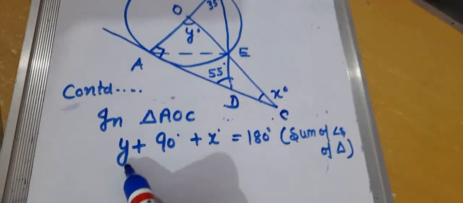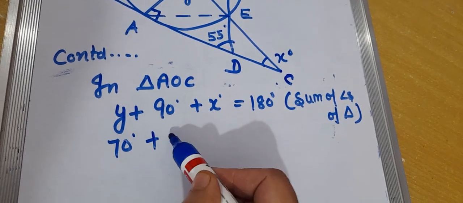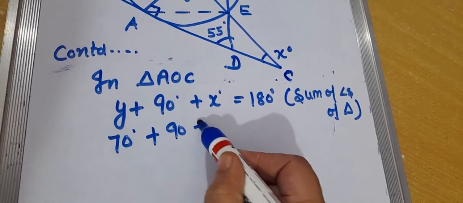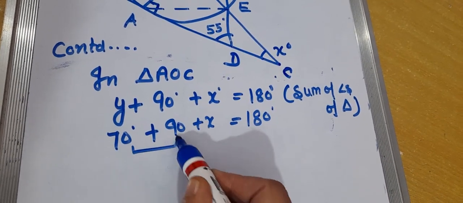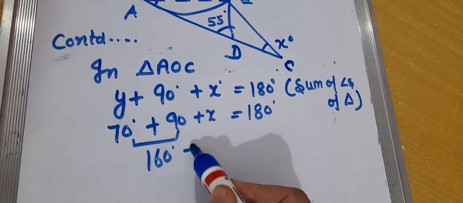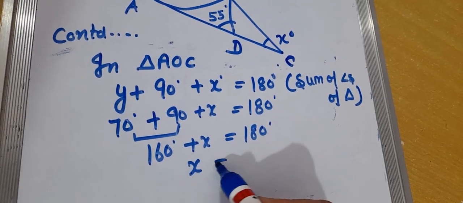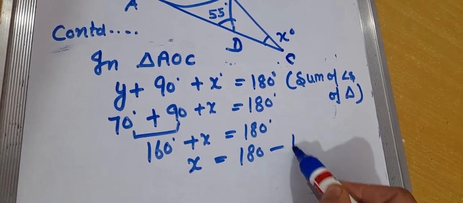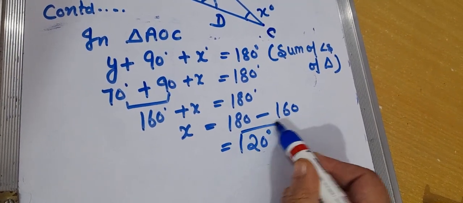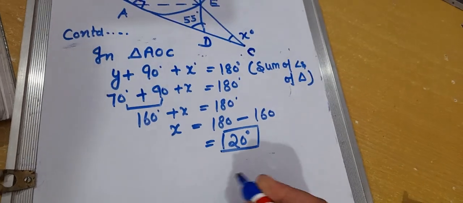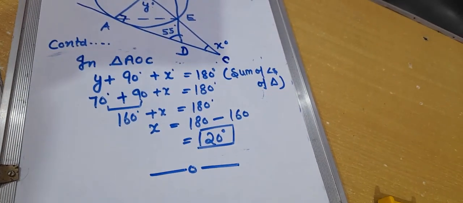In the first part we have found Y equals 70 degree. So 70 plus 90 plus X equals 180 degree. 160 degree plus X equals 180 degree. So X is 180 minus 160, that is 20 degree. So this was the last question from this exercise.